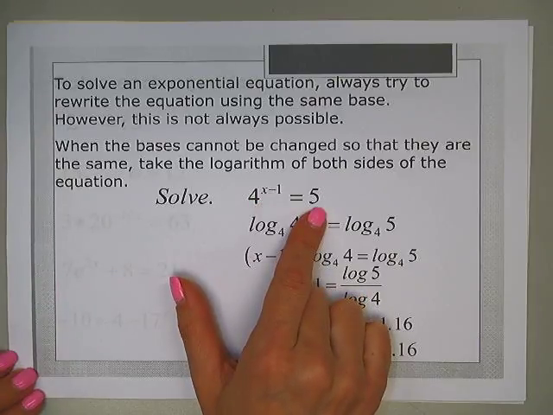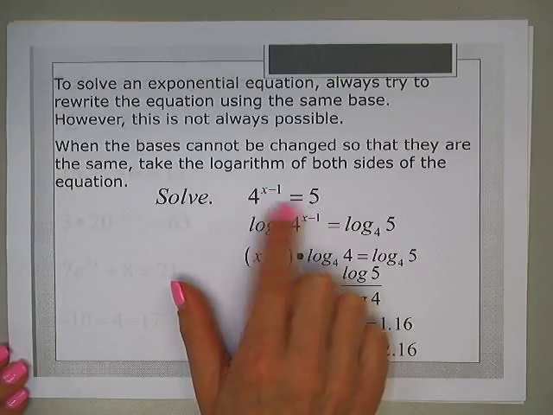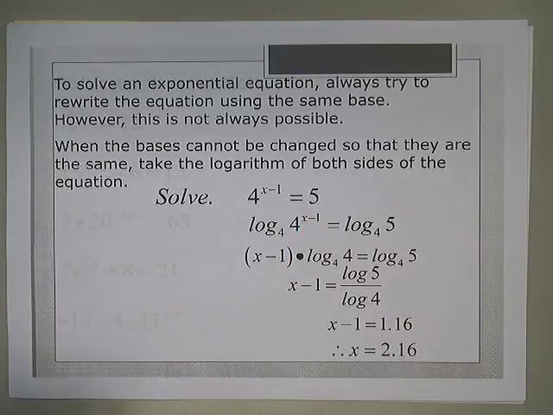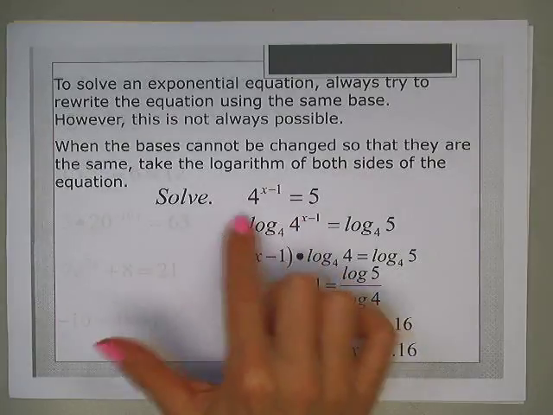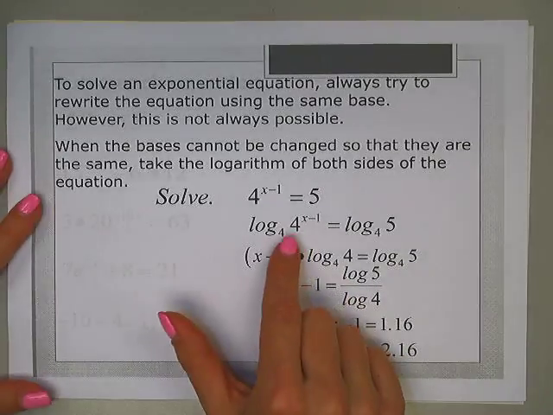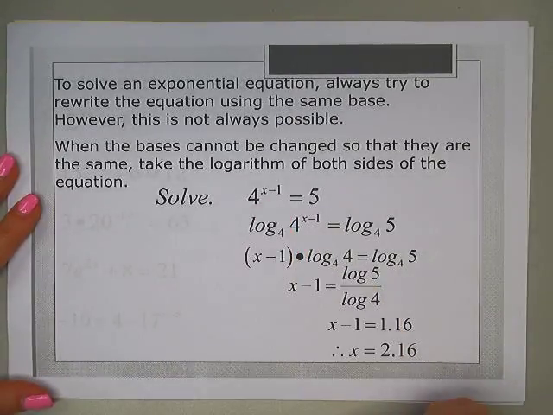Now on this next example, if you look, I've got 4 raised to the x minus 1 equals 5. I can't make those the same base. 4 and 5, you can't convert those to the same base. They're not both powers of 2, they're not both powers of 3. So when you have a situation like this where you cannot change them to the same base, this is when we have to apply a logarithm to both sides.